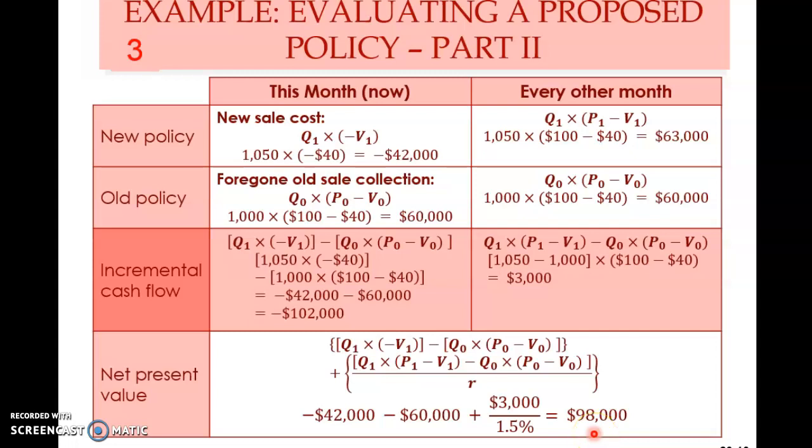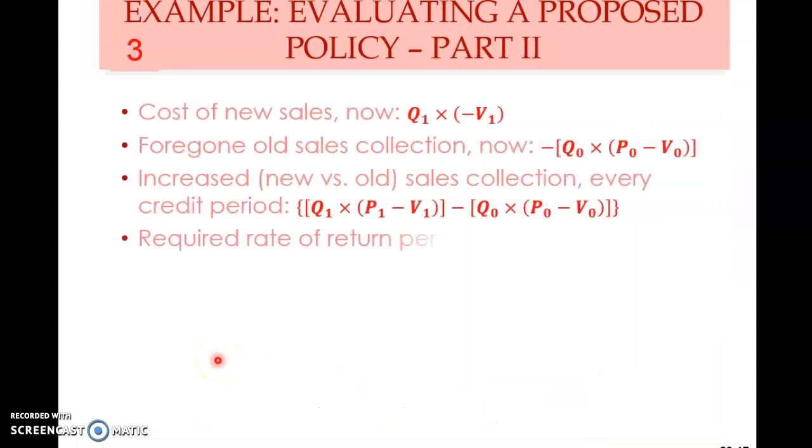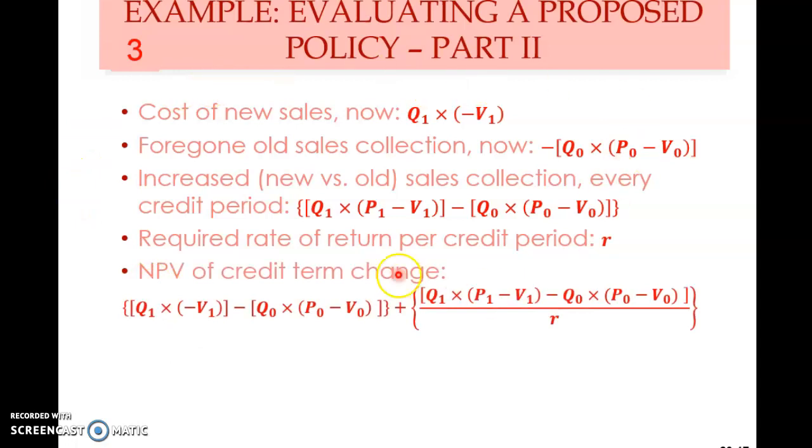That means you should provide the credit to your customers. Net 30. You should not use the cash policy. You should switch or change. Is that okay? Alright, so we move on to the next slide. Okay, this next slide just gives you the summary of the formula.